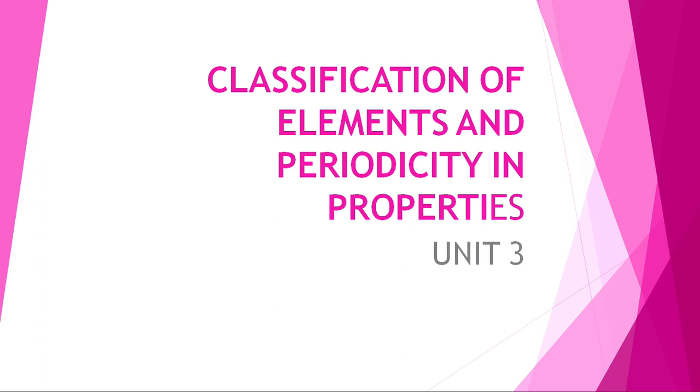Yes. So, dear children, today we are going to discuss the topic classification of elements and periodicity in properties. This is unit 3 of your textbook. After studying this topic, you will be able to understand the concept of grouping of elements and their properties, and also the development of the periodic table. You will understand the periodic law. You will understand the significance of atomic number and electronic configuration as the basis of periodic classification. You will be able to write the names of elements having atomic number more than 100 according to the IUPAC system, and you will also be able to classify elements into s, p, d and f block elements.